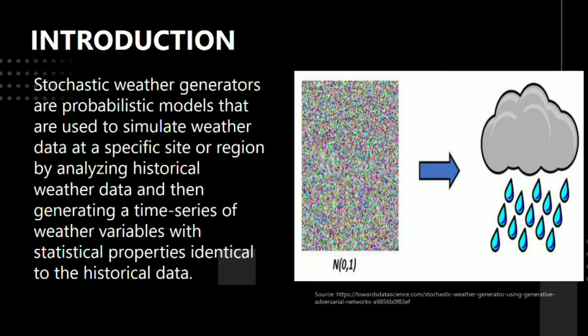A stochastic weather generator is basically a probabilistic model that we use to simulate weather data at a specific location by analyzing historical weather data such as temperature, precipitation, wind speed, and so on.